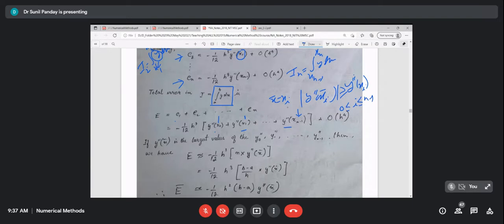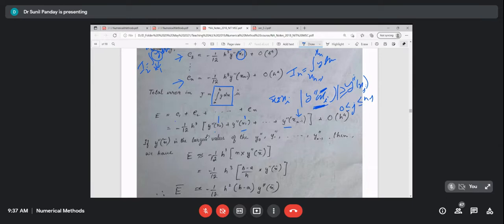So for x bar in particular I am saying it is xi, and it is greater than all the others. Instead of writing the same notation, if I change the notation, it will be for all j, where j ranges from 0 to n minus 1. So I am assuming this is the maximum error in any subinterval and integral, which is greater than all the other y double dash of xi.